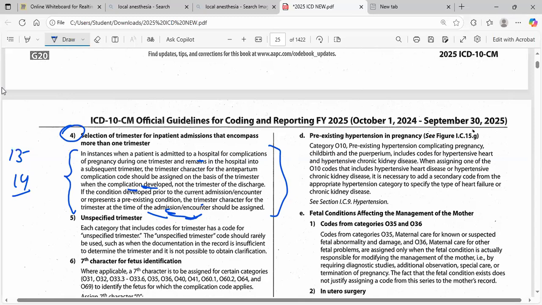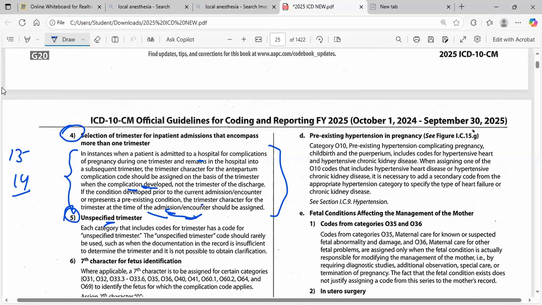Any questions, guys? Shall I proceed? Okay, I'm considering you do not have any doubt, so I'm moving further. Next, we have unspecified trimester.